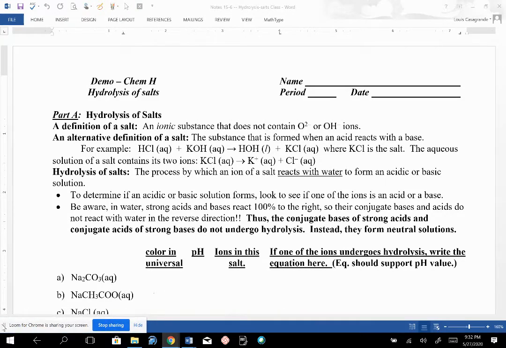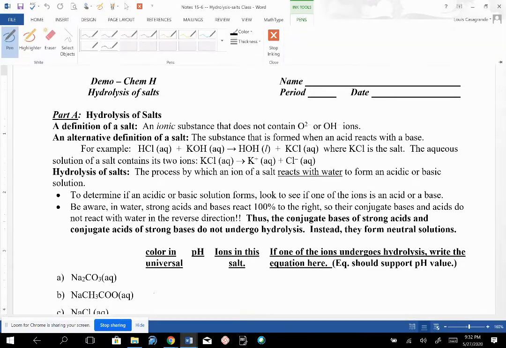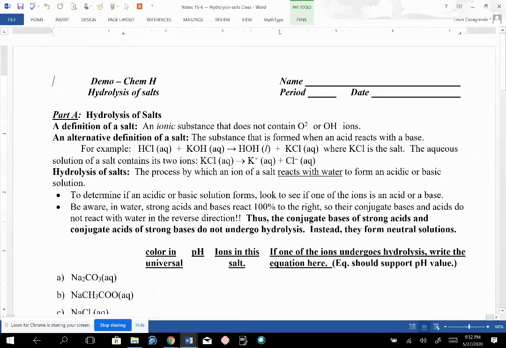And welcome to our next installment of Chem Honors Online, in which we're going to discuss something called the hydrolysis of salts. So, we defined salts recently as ionic compounds that don't contain H plus or OH minus. We have a slightly modified definition here for you: an ionic substance that does not contain oxide or hydroxide.